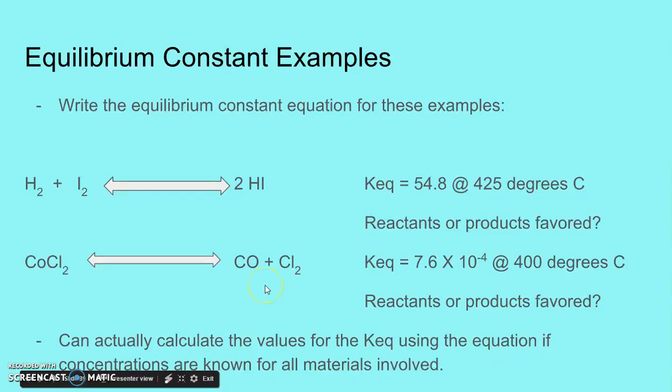So if you were trying to make carbon monoxide, this is not a good reaction to get that product. You might want to rely on another chemical reaction. And notice that they tell you the KEQs at different temperatures because most chemical reactions are temperature dependent. So you can actually calculate the values for the KEQ using the equation if the concentrations are known for all the materials, but I'm not going to take you to that step. That's the next step in this.